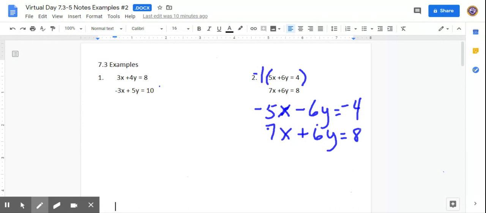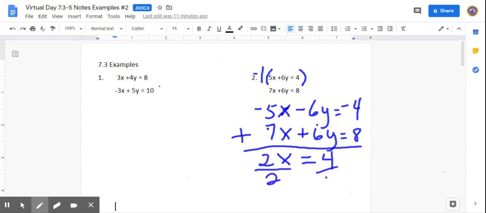Now look at y. Now when we add negative 6 and positive 6, it will eliminate. So when I add negative 5 and 7x, I get 2x. The y's cancel, and negative 4 and 8 is positive 4. Divide both sides by 2, and x equals 2. So now I know x equals 2.